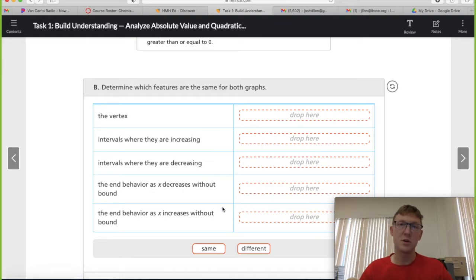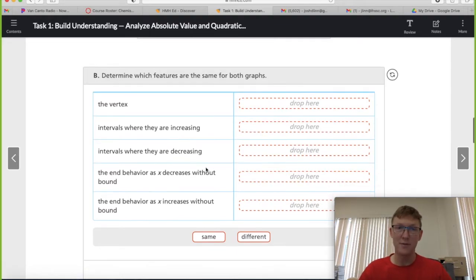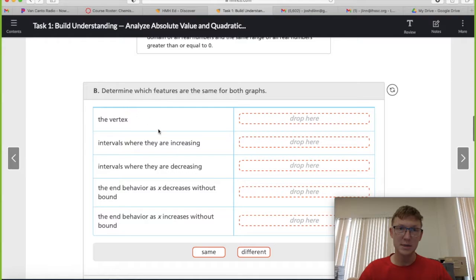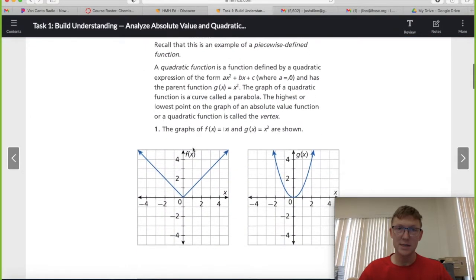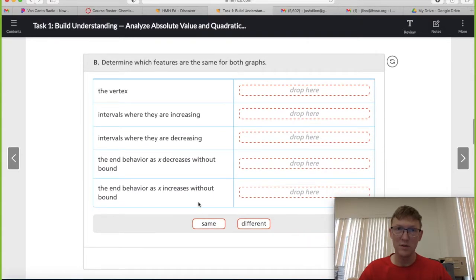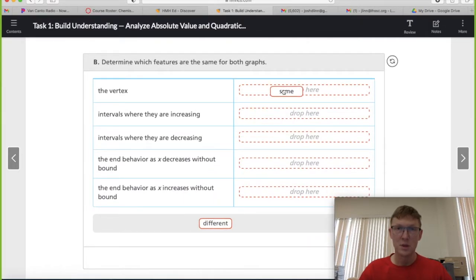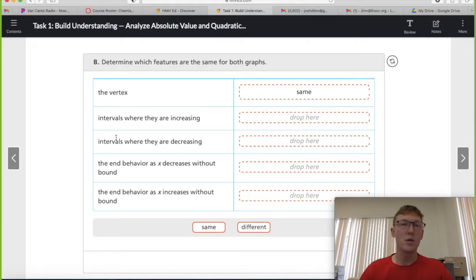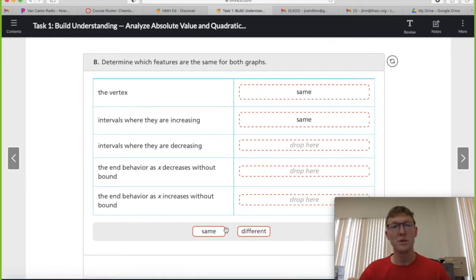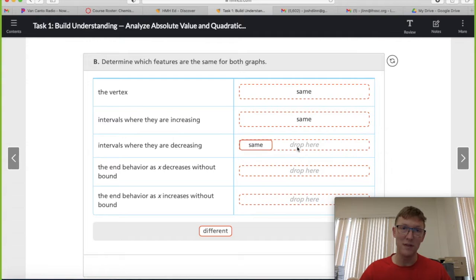Determine which features are the same for both graphs. So the vertex, if we look at the vertex, 0, 0, 0, 0. So they're going to be the same. Intervals where they are increasing, so where the graph is going up, that's going to be the same. Where it's decreasing, again, that's going to be the same.